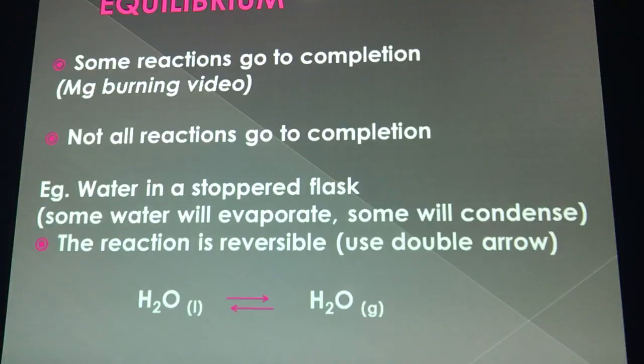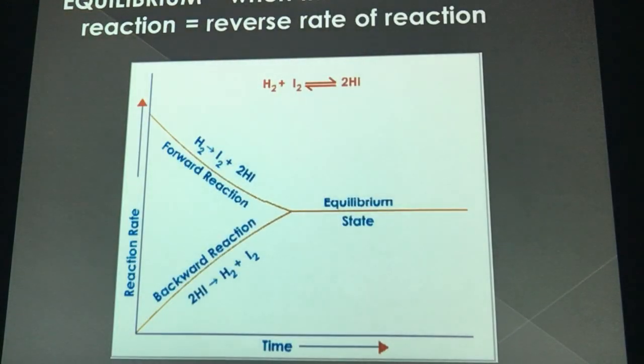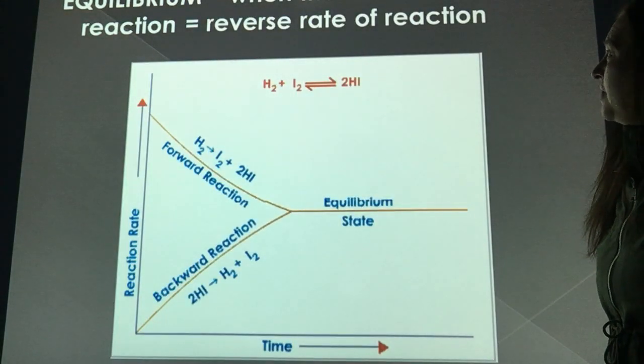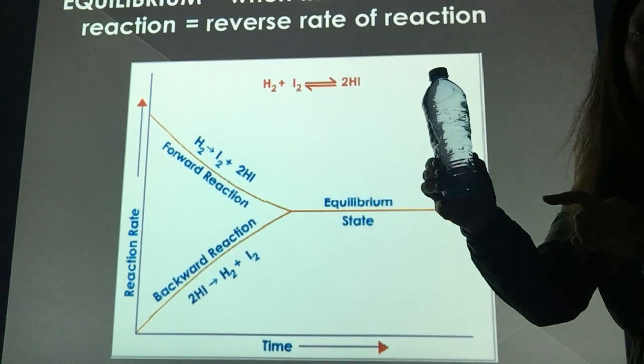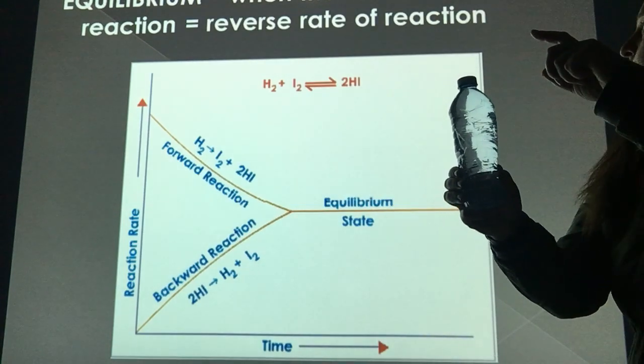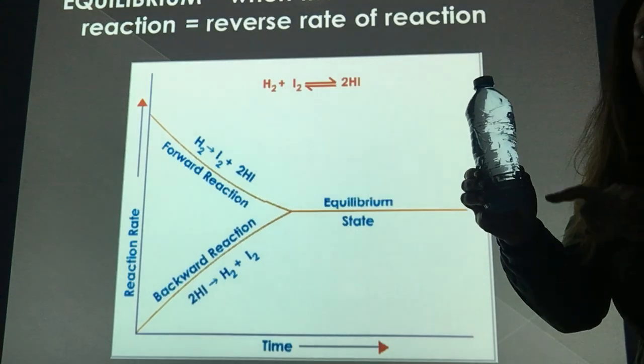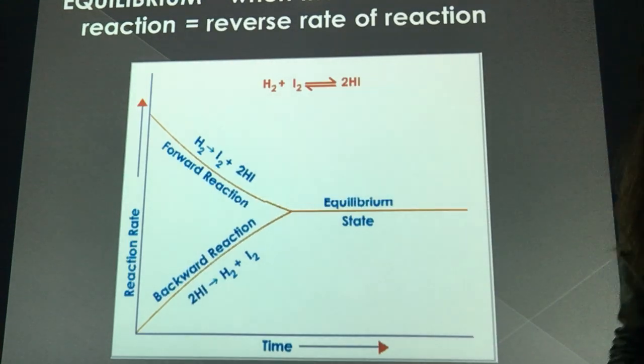Okay, so that's kind of the basis of the unit. Equilibrium: when the forward rate of reaction equals the reverse rate of reaction. Think of this: the forward reaction is water evaporating. The reverse reaction is it condensing. And it's at equilibrium. The volume is not changing.